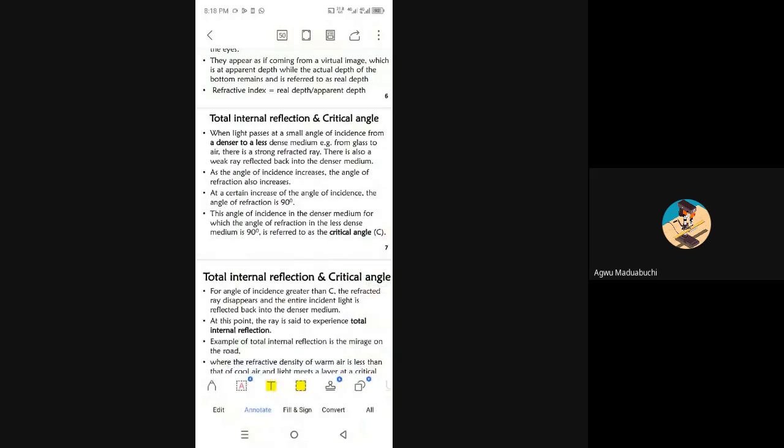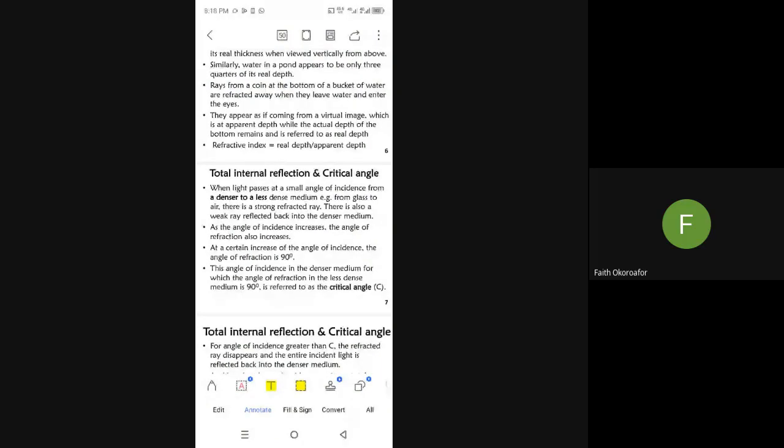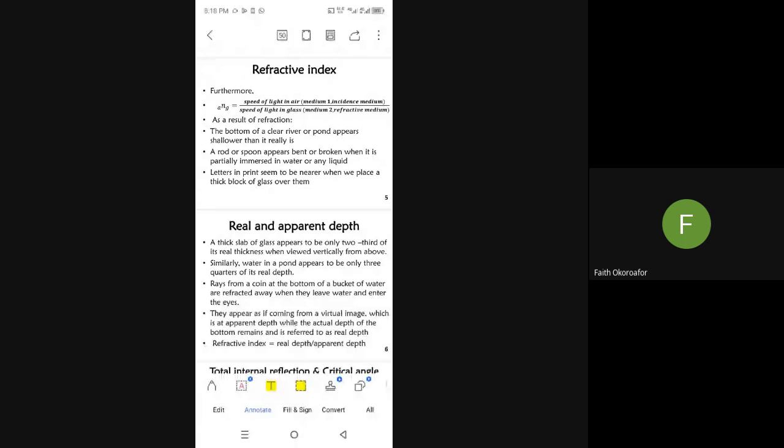So what's your question? I need you to scroll down, the instance for the coin. I didn't understand it. They gave three instances, and that third instance with the coin inside a bucket of water, I didn't understand it very well. Please help Faith reproduce her question. She said she didn't understand the third line of the real and apparent depth, that is, rays from a coin at the bottom of a bucket. You should explain better.